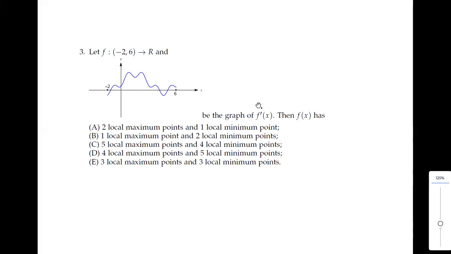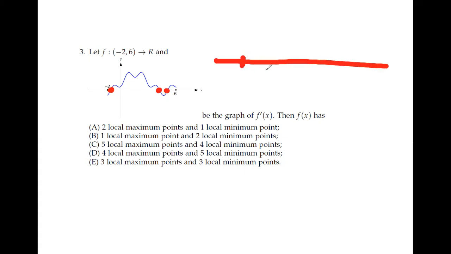From -2 to 6, open interval, this is the graph of f prime. This is a graph of f prime, not f. And we should find maximum and minimum points for f. From f prime, it's easy to find maximum and minimum points. We should find zeros of the derivative. We have one zero here, a second zero, a third zero here. Imagine these are our zeros. This is the first one and the next two. Sign of derivative: look, negative, positive, negative, positive.